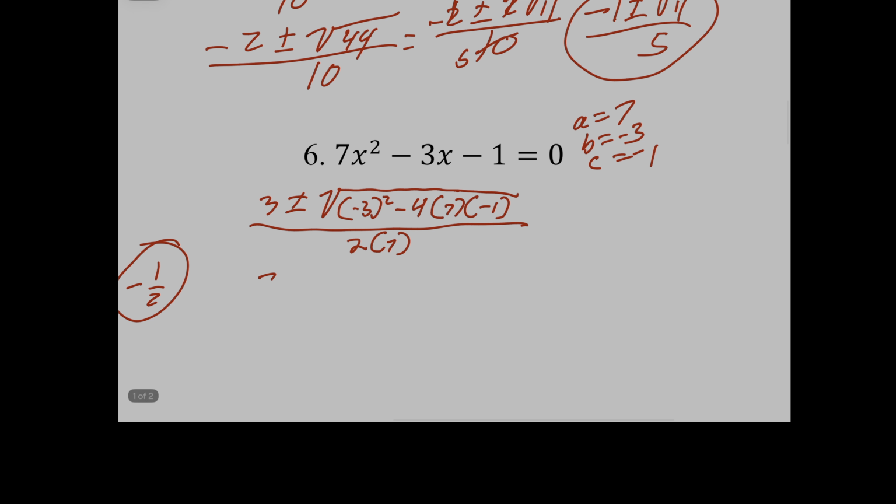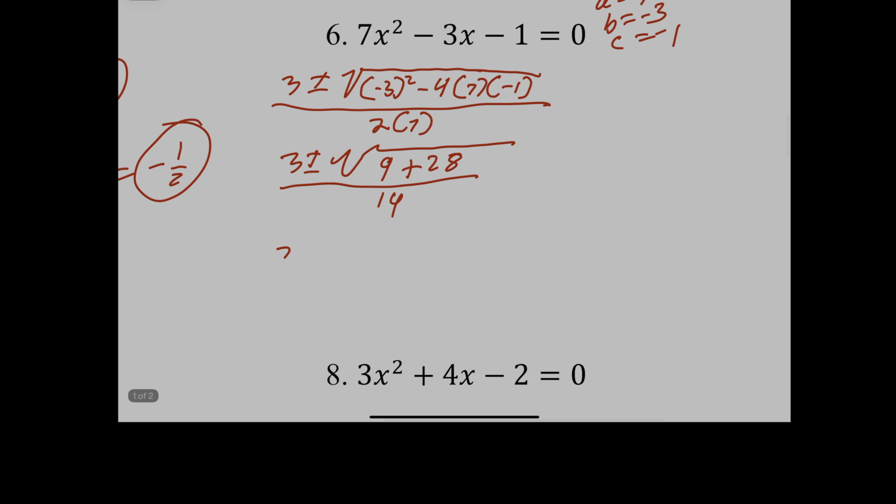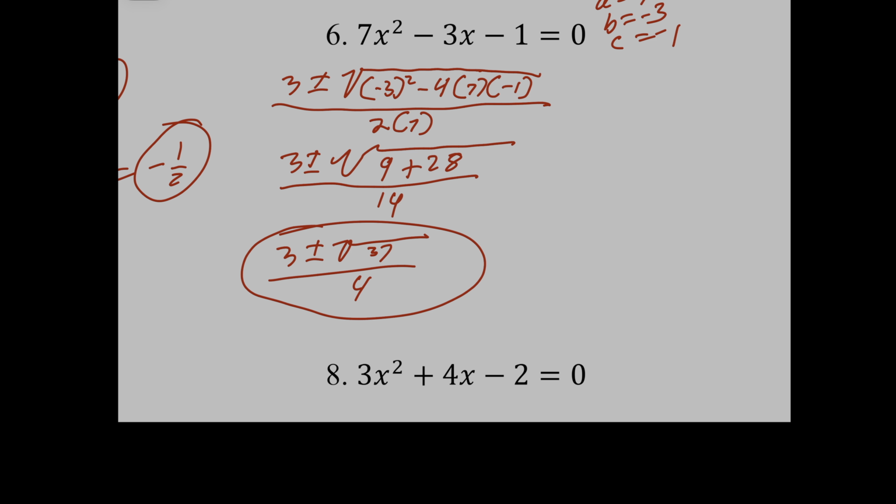All right, and that's going to become 3 plus or minus the square root of, what's negative 3 squared? 9. Negative times a positive times a negative is a positive, and that's going to become a 28, all over 14. Then I'm going to get 3 plus or minus the square root of 37 over 4. Guys, that's it. I can't break down 37. I've got a final answer right there.